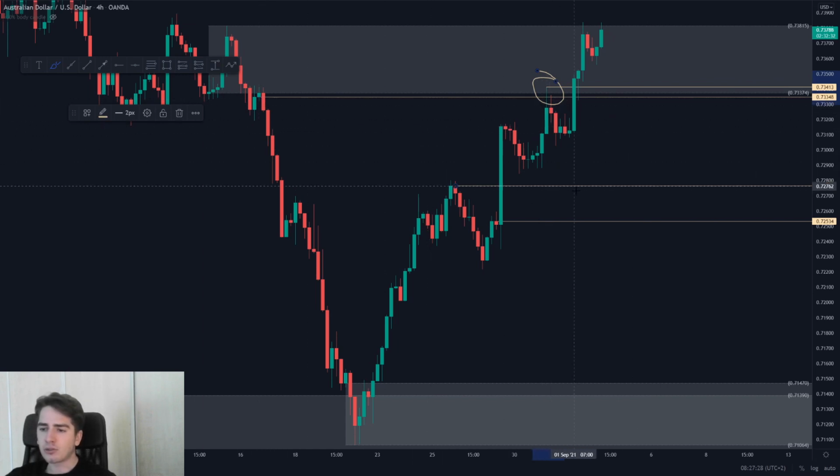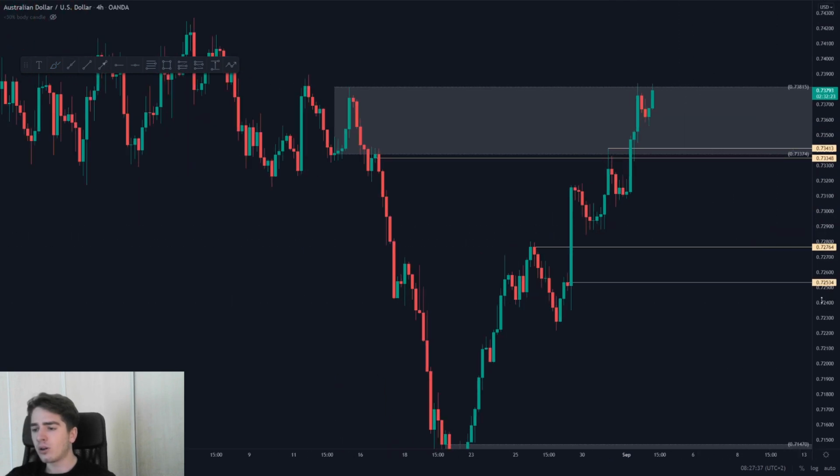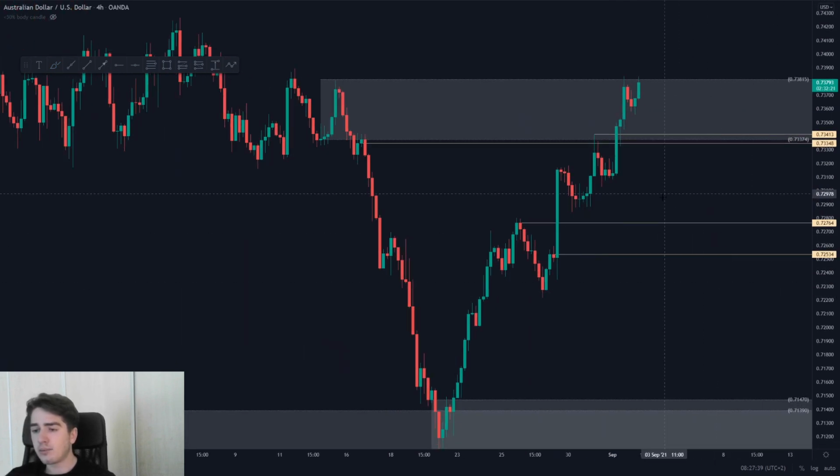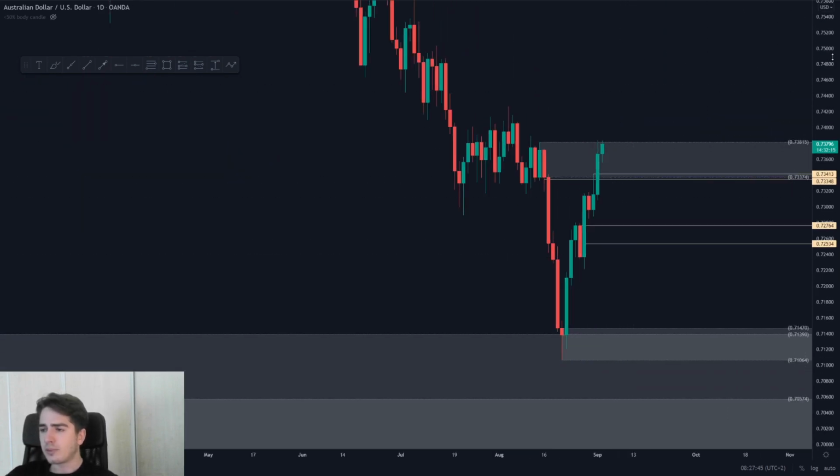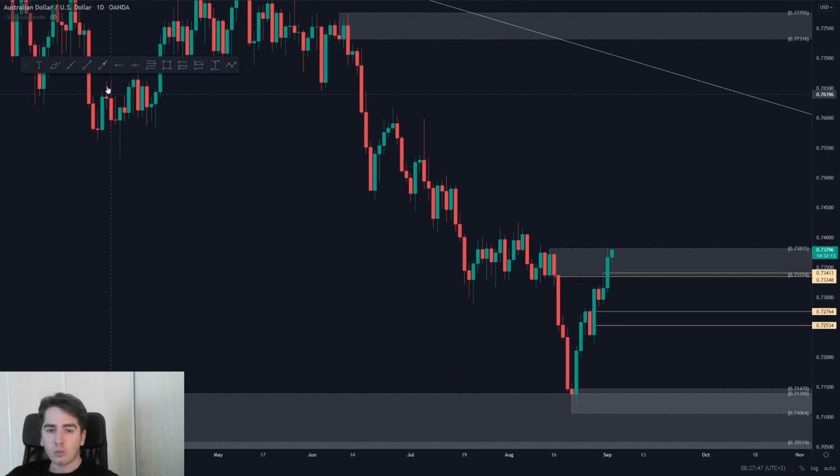However, we really never saw that dump and that market structure change which I was looking for. Remember, I was looking for a new lower low to form on the lower time frame, but that never happened, and therefore since then we've just seen the market rally higher. Bullish momentum is so strong because of the dollar weakness at the moment, so it's best to wait and see what will happen next.